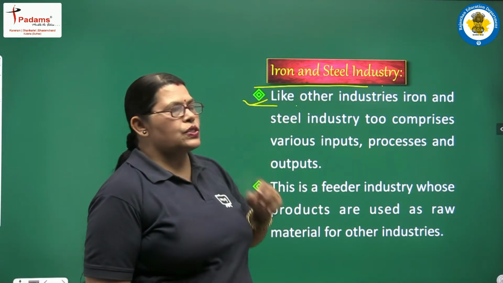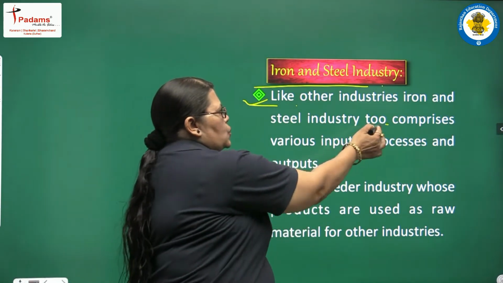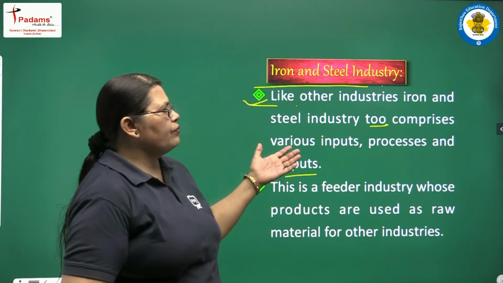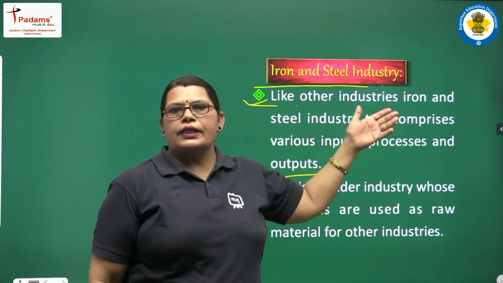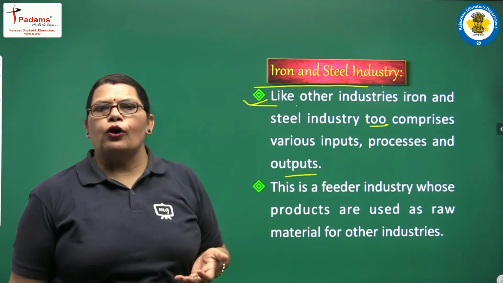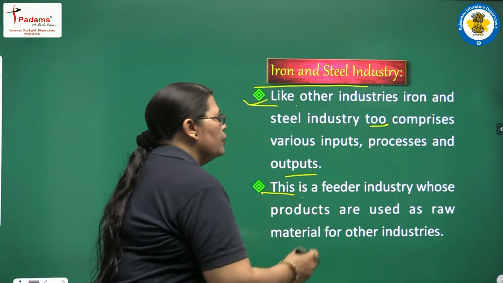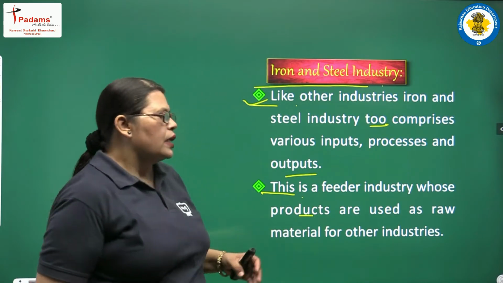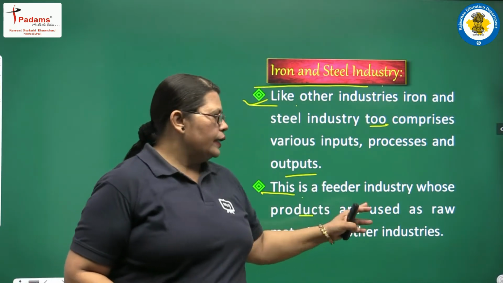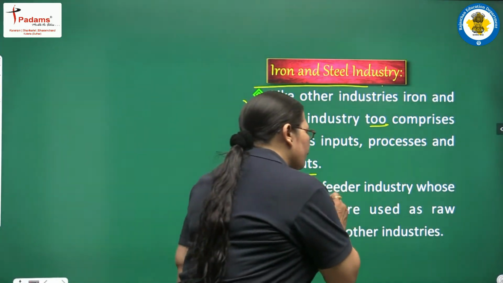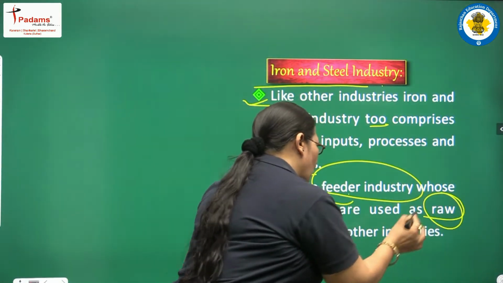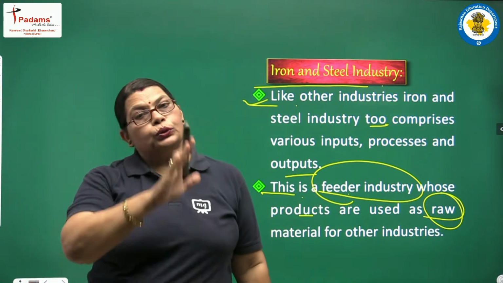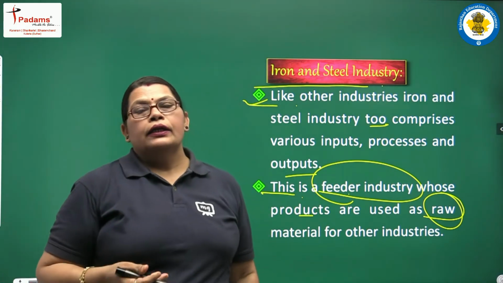See, like other industries, the iron and steel industry too comprises various inputs, processes and outputs. The main flow is input, then process, and in the last, output. When we talk about feeder industries, this is a feeder industry whose products are used as raw materials for other industries, and these raw materials are used by other industries, not by itself.